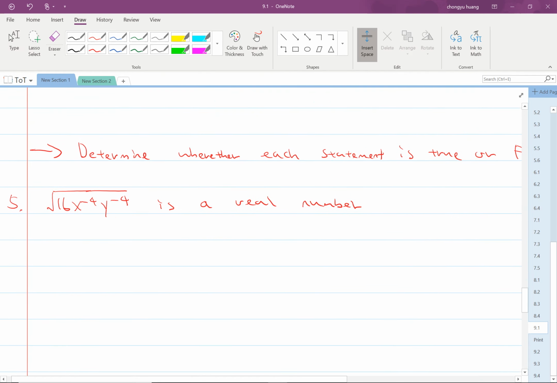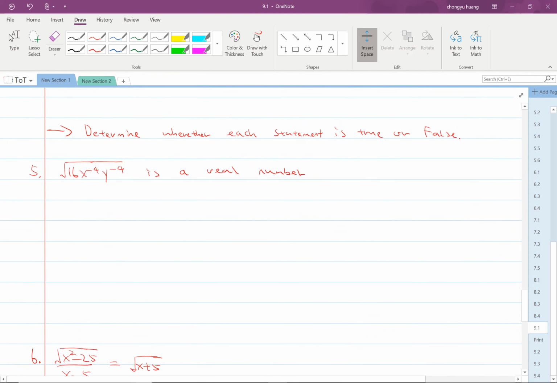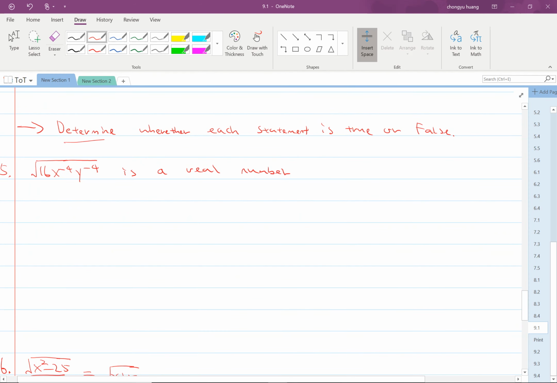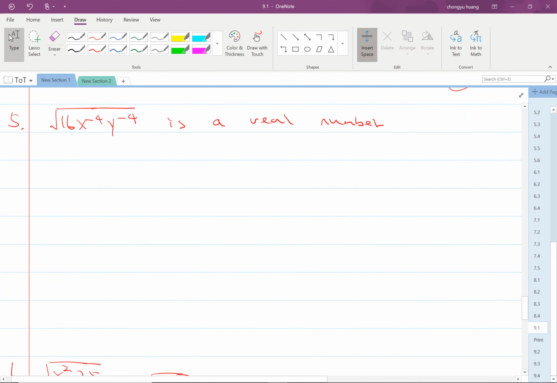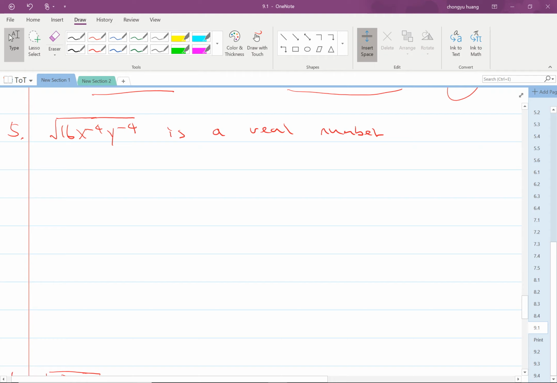Okay, so let's move on to the next kind of question. The next kind of question is saying, determine whether each statement is true or false. So let's take a look at question 5. For question 5, we have something like this, and nothing is written over here, so we assume it's equal to 2. It's a real number. So that's the statement. This square root, the integer, something is a real number.